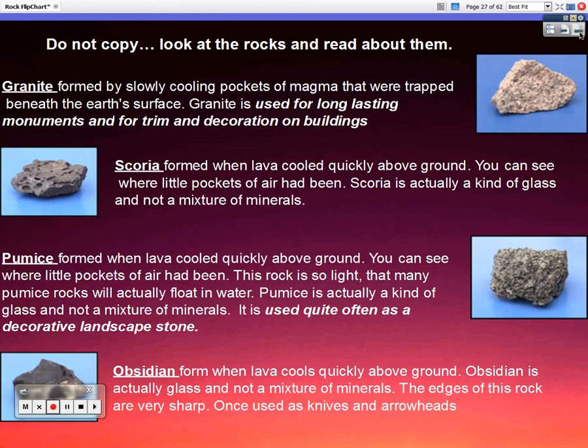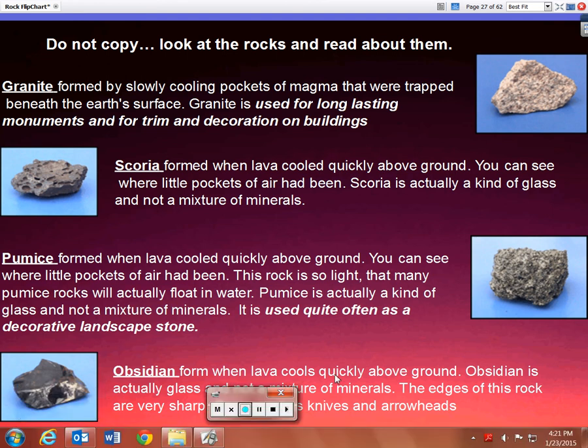Okay, look at the rocks, read about them. These are the specific ones you need to know. You do not need to copy any of this. Okay, granite, it's right here. It's used for long-lasting monuments, trim and decoration on buildings. Scoria is right here. It has little holes in it. Pumice is either dark colored or light colored. You can see it both ways. Sometimes it's even a tan or a peachy color. Pumice forms right above the ground. It is extrusive. It's really, really light when you hold it. And obsidian is really pretty. It used to be used for arrowheads.